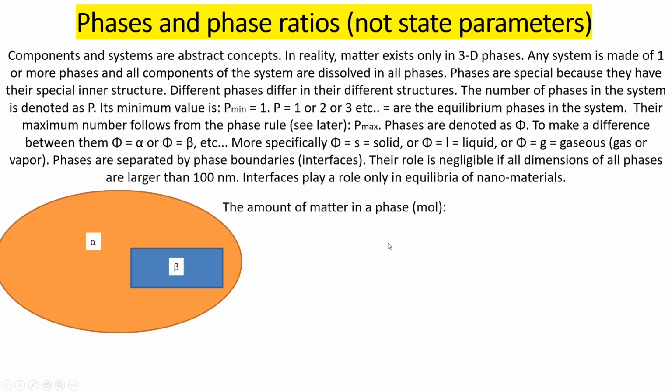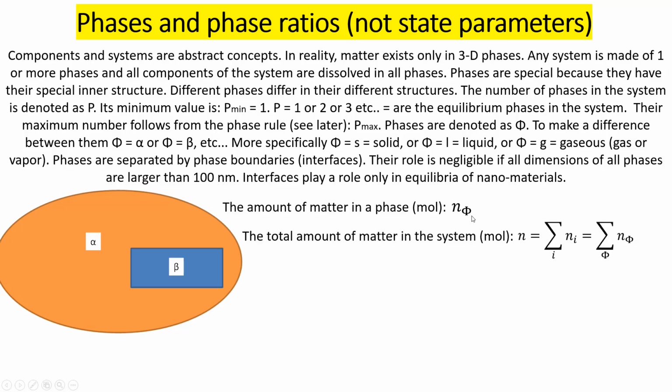Now, how can you specify your phase? In the easiest way, you should give the amount of matter in that phase. So n small phi is an amount of matter in moles, for the given phase phi. Now, it's obvious that if you add all the amounts of matter in all the phases in the system, then of course you end up with the total amount of matter in the system n. Okay, so n equals the sum of n phi over phi.